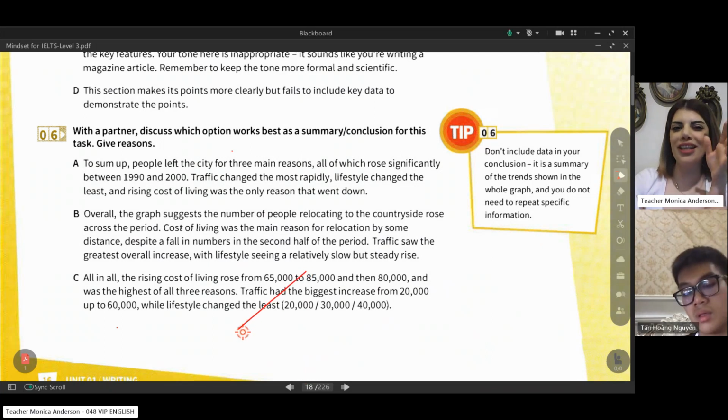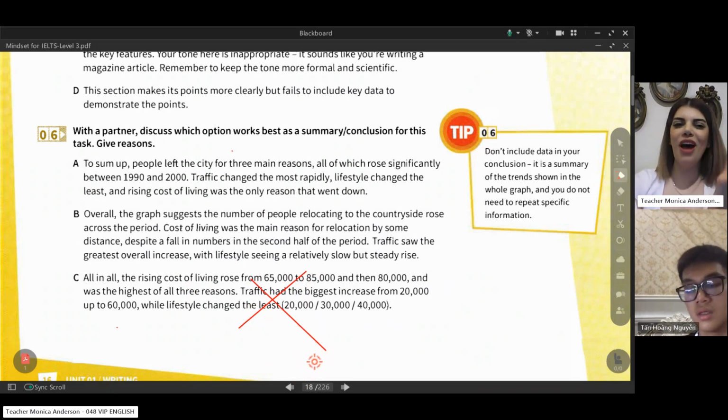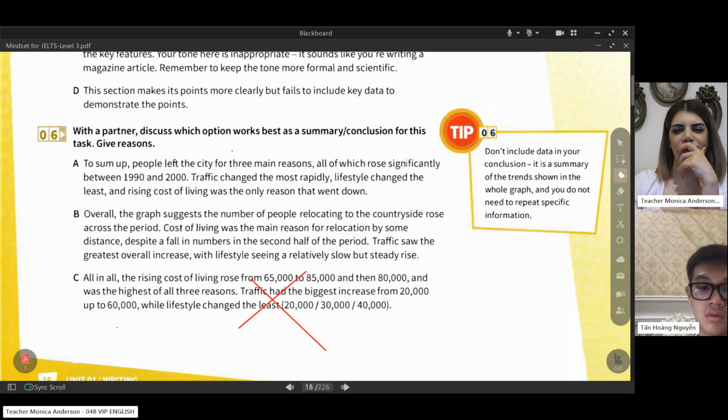So first of all, let's remove this. I hate this, so let's remove this. It's mechanical, full of numbers. Okay, between A and B, which one? I think B. Okay, and why B, of course? Well, because A doesn't have any sentence to conclude.